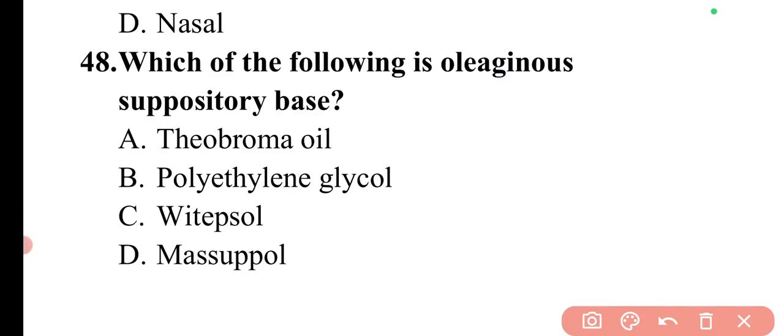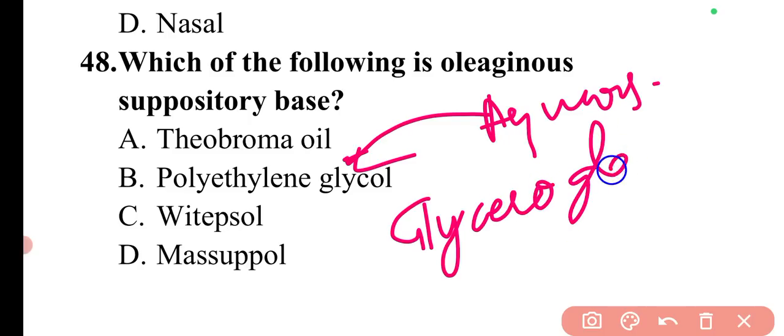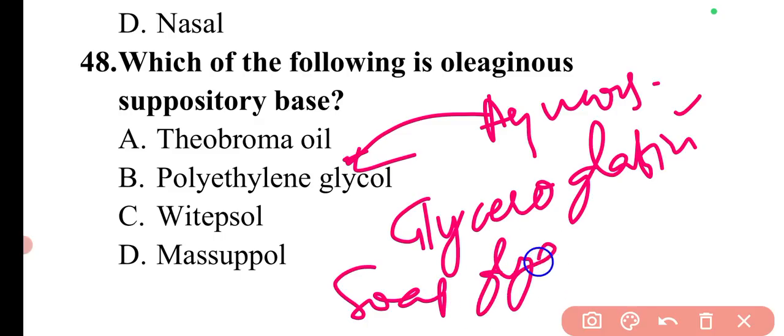Then if I talk about another type, that is the aqueous bases or water soluble bases. In this, the example is polyethylene glycol. Polyethylene glycols are aqueous bases. Apart from this, the glycero gelatin bases are also aqueous bases. Then the soap glycerine suppositories, these are also aqueous bases.